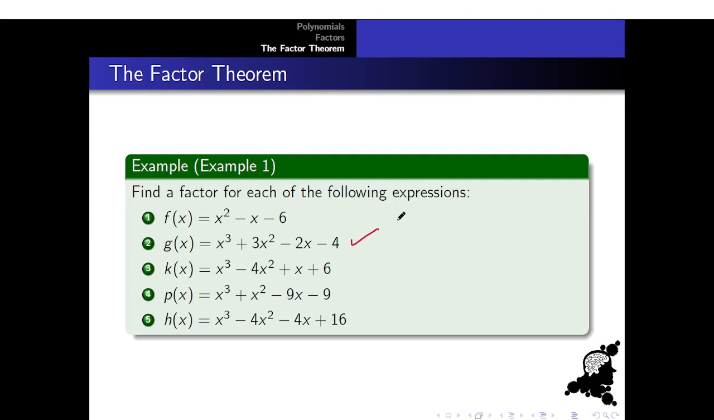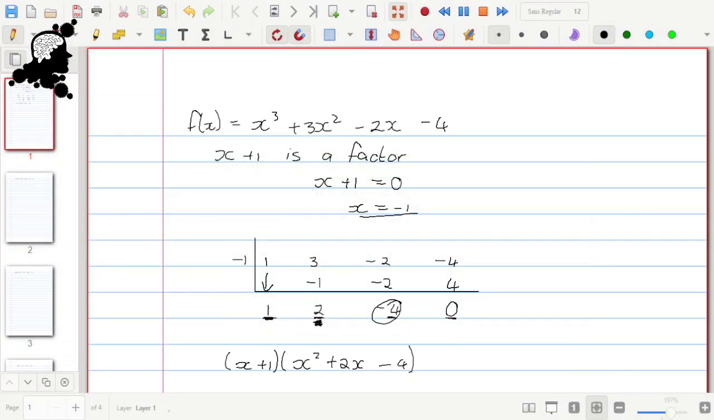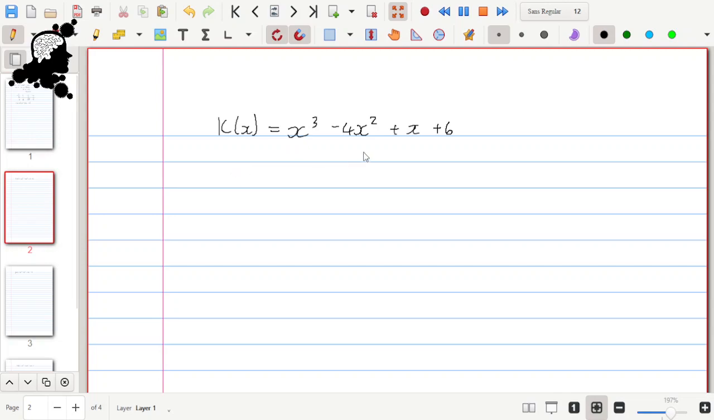Life is great. Let's look at the following question where k of x is equal to x cubed minus 4x squared plus x plus 6. So let's go back to the writing pad and have a look at this question. There we are. K of x is equal to x cubed minus 4x squared plus x plus 6.